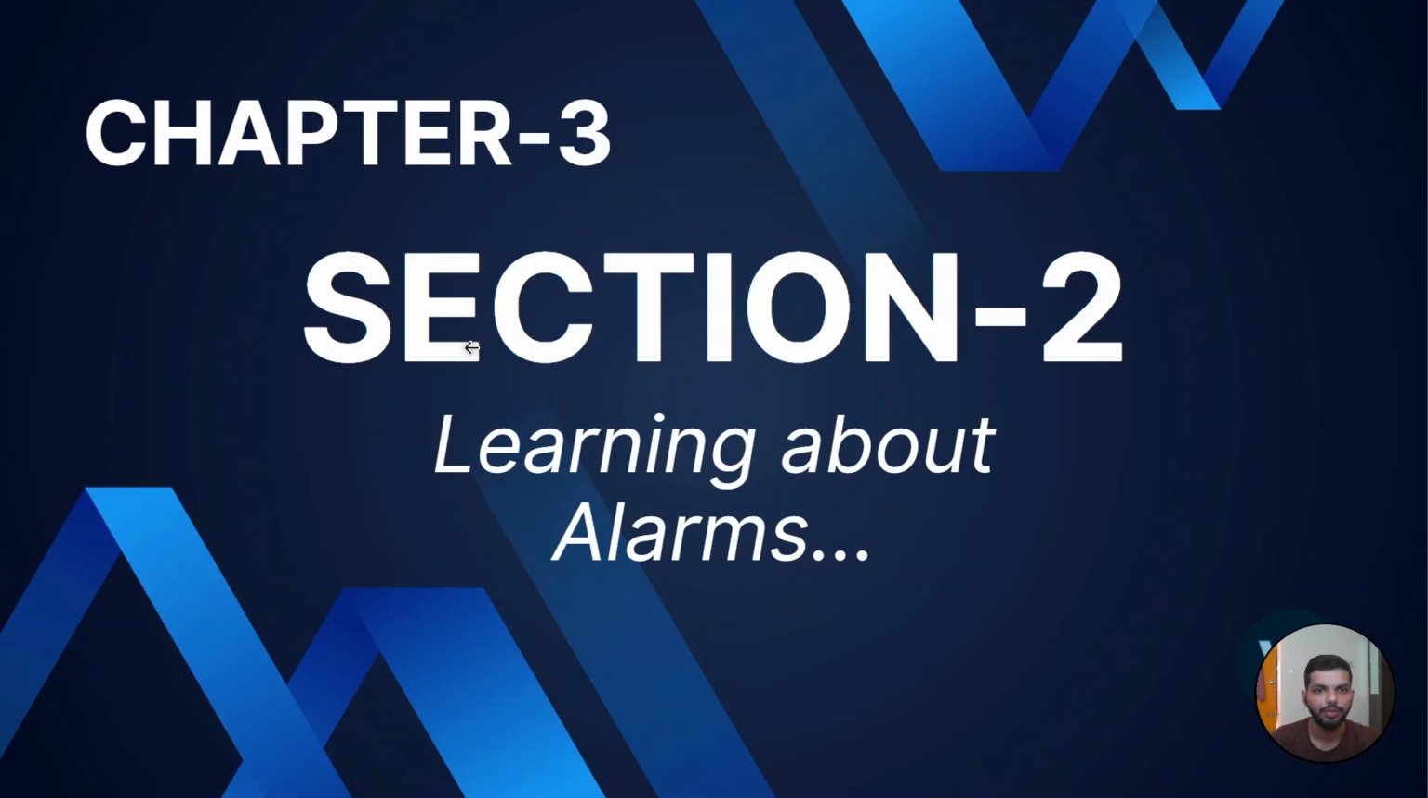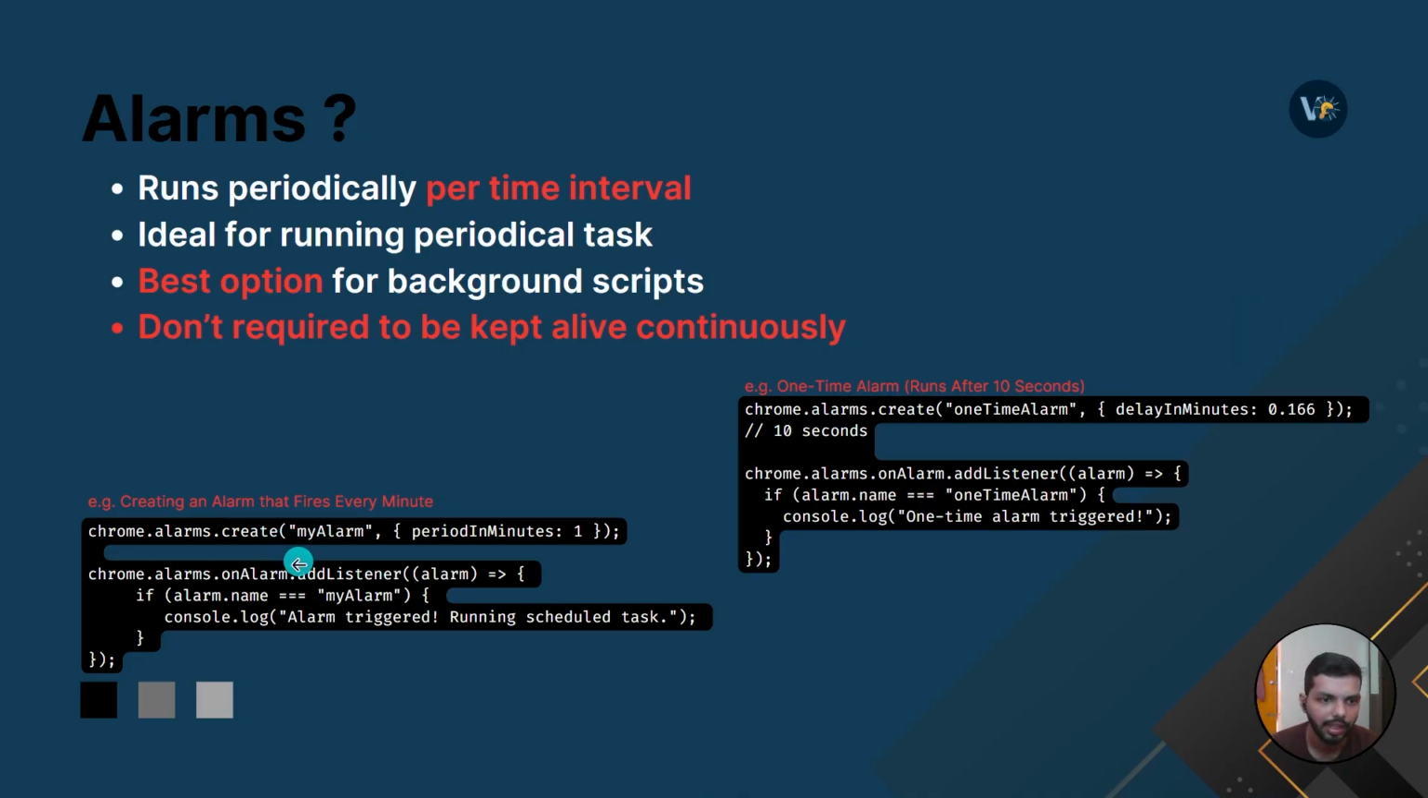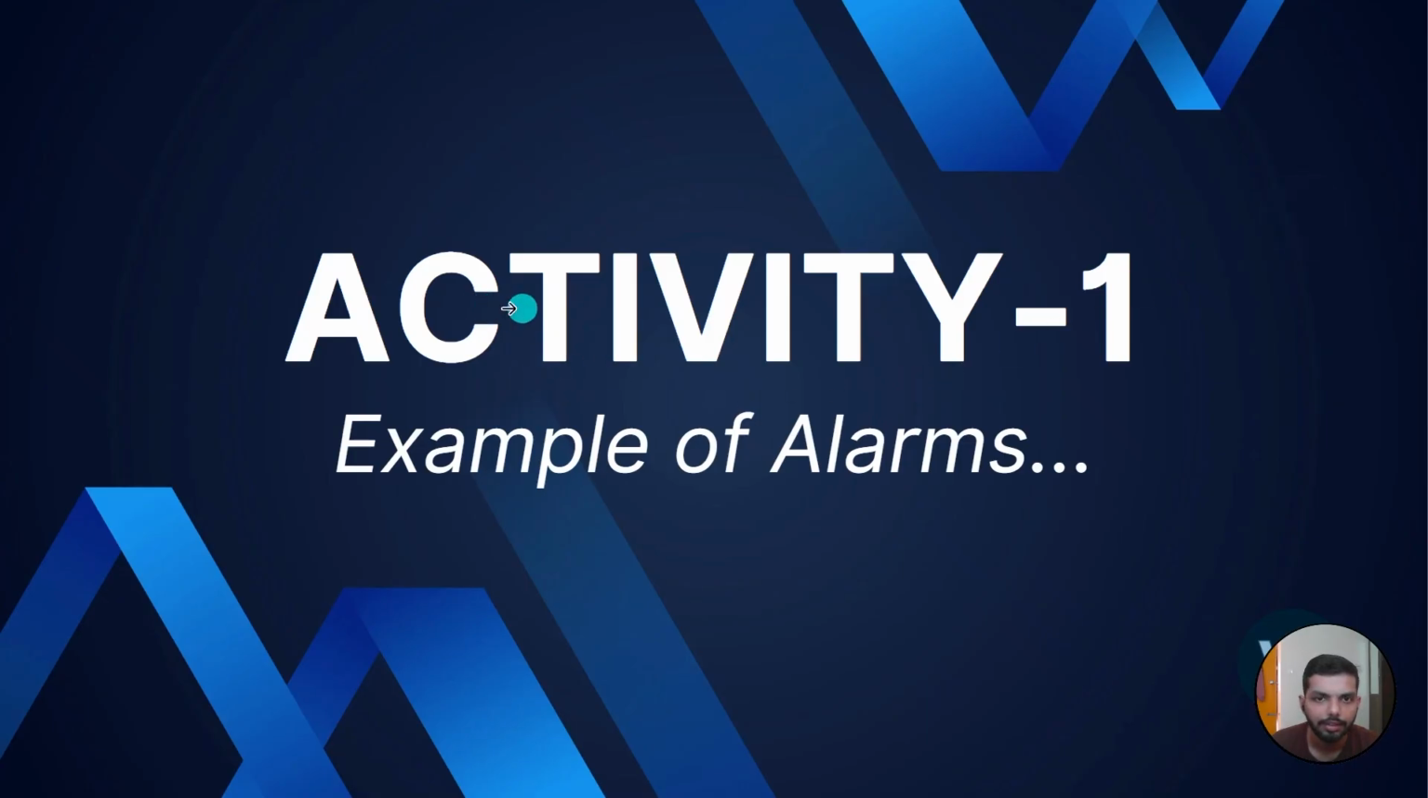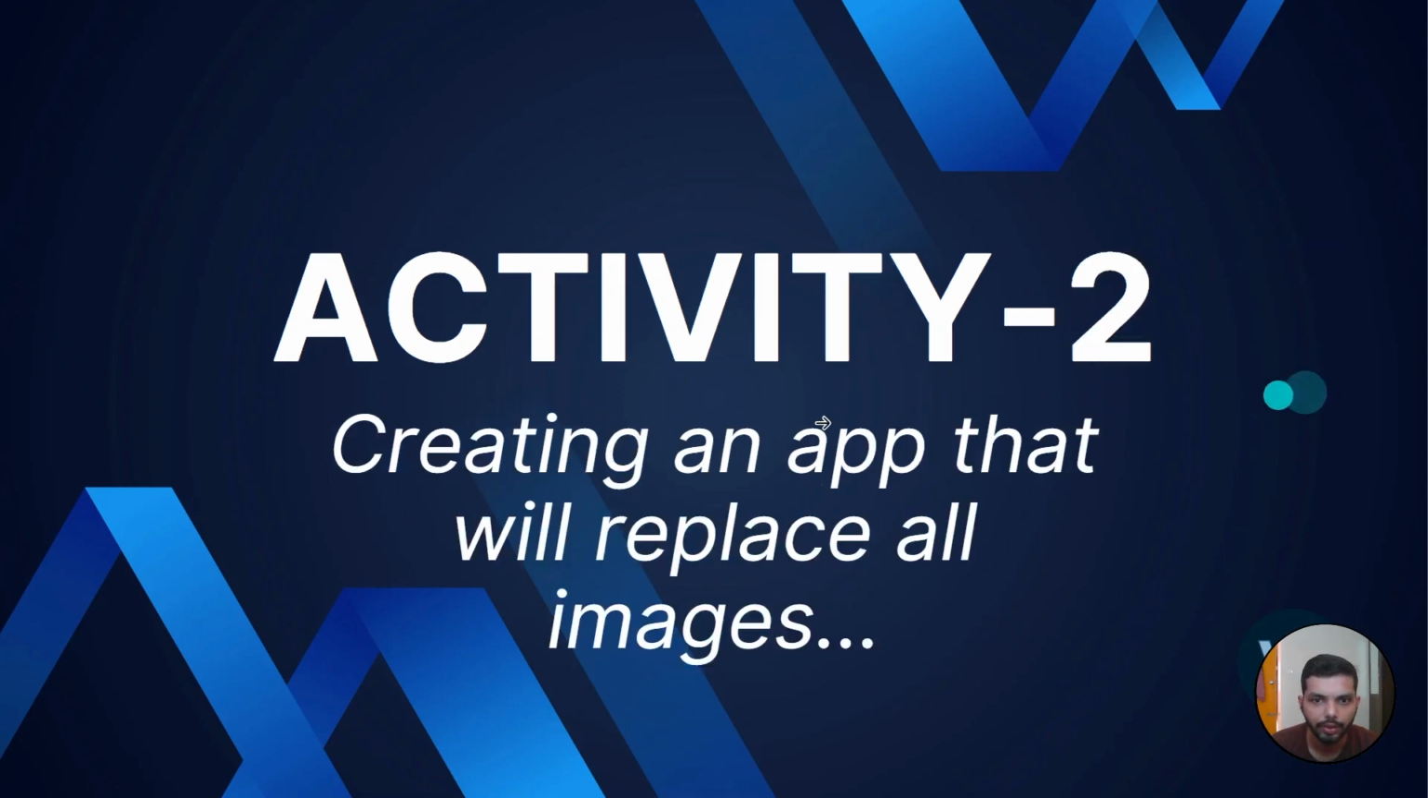Section 2 of chapter 3 was all about alarms. We have learned how we can use alarms. This is the basic example or code snippet, and it is followed by the activity where we have seen how we can use alarms. It is also followed by activity 2, where we have seen how we can create an app that will replace all of the images on the web page.